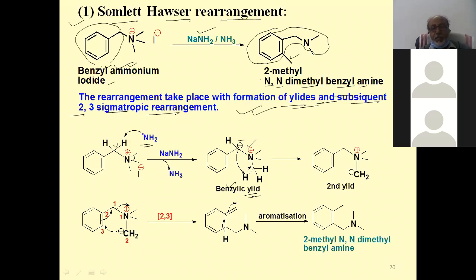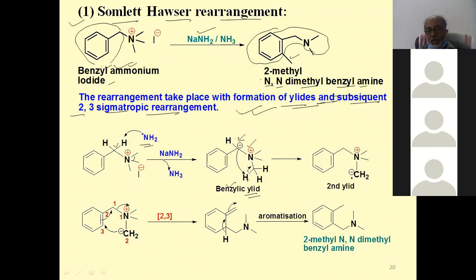You get an ylide. This negative charge, this anion, can pick up a proton from this methyl group, and we get a carbanion from here. So this becomes another ylide, a second ylide that we get. This second ylide, you find here, has stabilization.